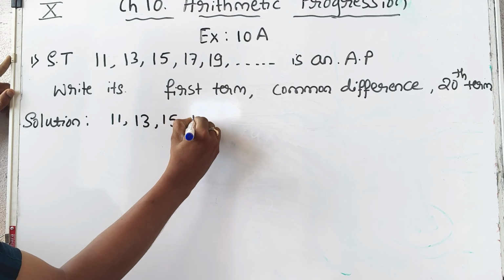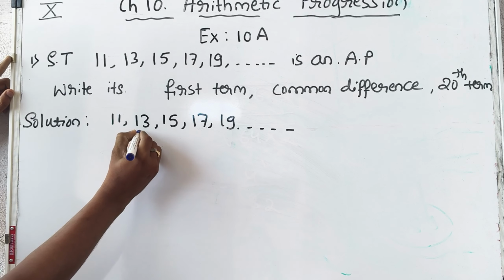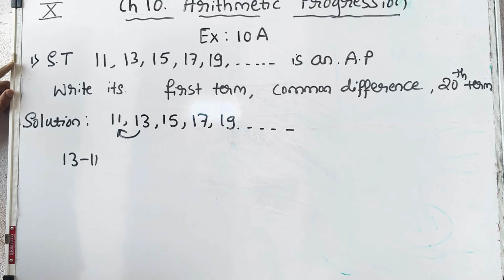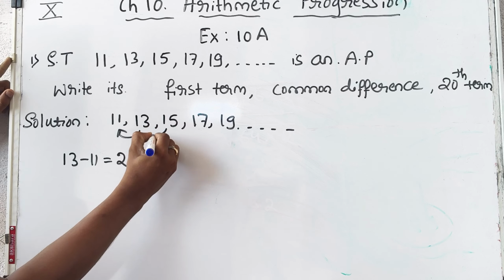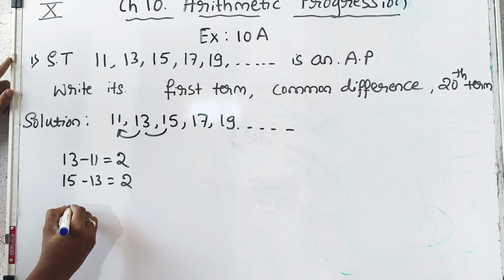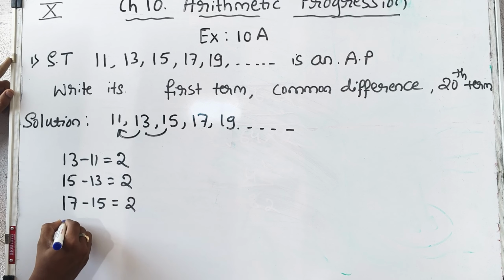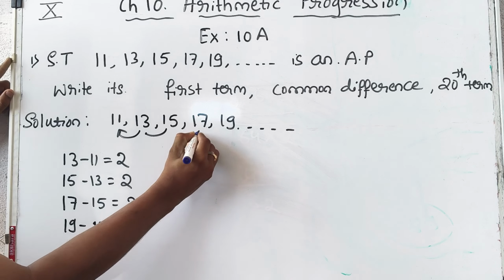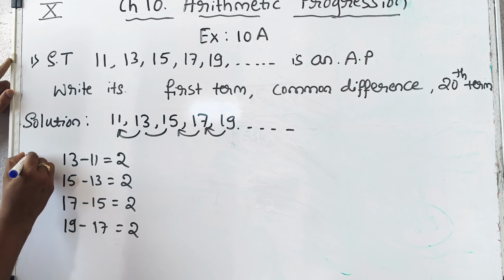I am rewriting the given progression one more time. That is 11, 13, 15, 17, 19. Here a2 minus a1, that is 13 minus 11, gives us the value 2. 15 minus 13 gives me the value of 2, that is a3 minus a2. Again a4 minus a3, 17 minus 15, that is 2. 19 minus 17 gives me the value of 2.